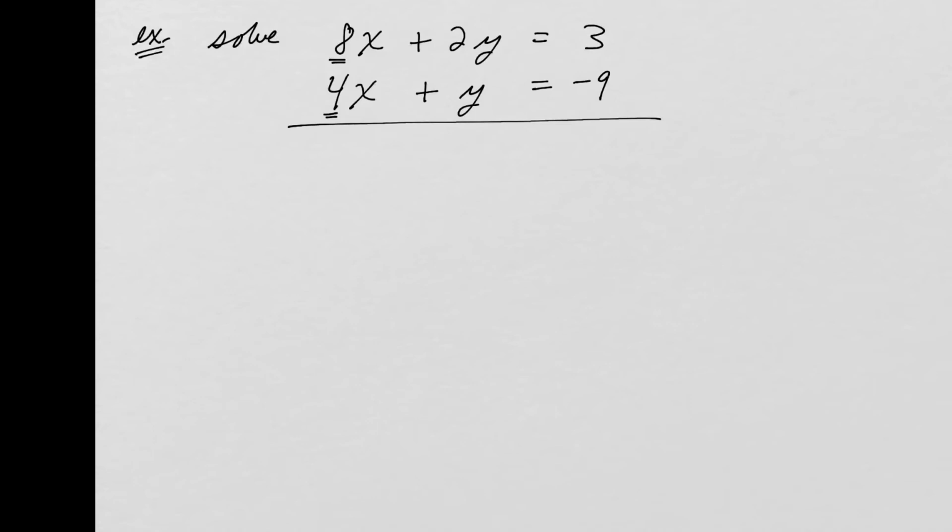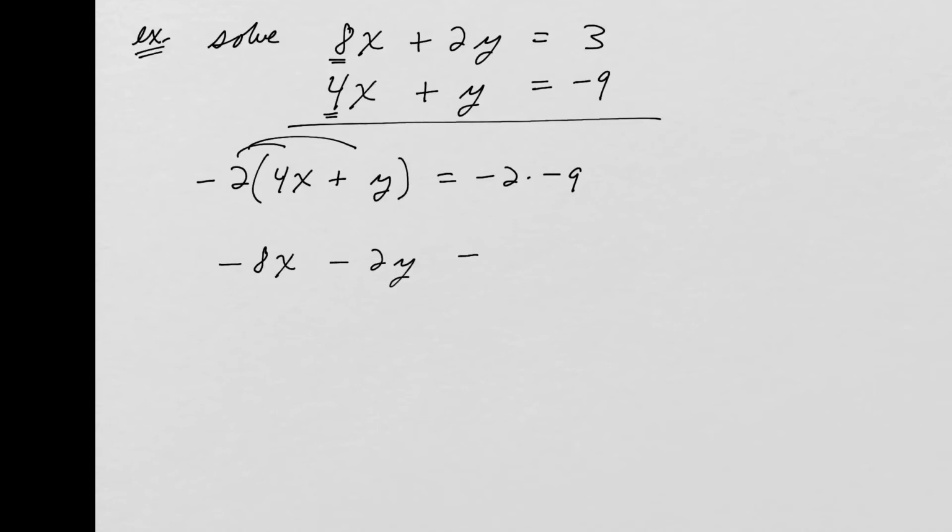Well, I already have a positive 8x in the first equation, so I should probably just leave the first equation alone. And to make the coefficient of x in the second equation a negative 8, I need to multiply 4 by negative 2. So I'm going to multiply that second equation by negative 2. And remember, both sides have to be multiplied by negative 2, so don't forget to multiply the negative 9 also. If I distribute my negative 2, I'm going to get negative 8x, which is what I wanted. Negative 2 times y is negative 2y, and that's equal to 18.